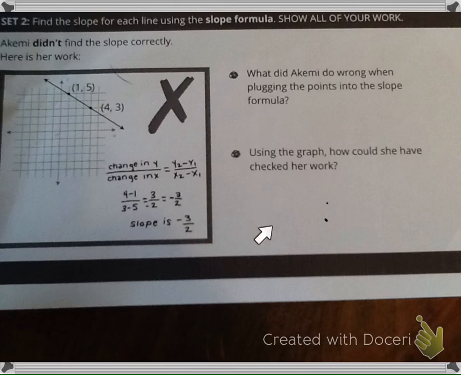And then you have to show a way to check the work using the graph, how they could have used the graph instead of the slope formula to check their work. I want you to try both of those questions on your own, and when you've finished writing down your answers, turn the video back on, watch, and listen to the answer.